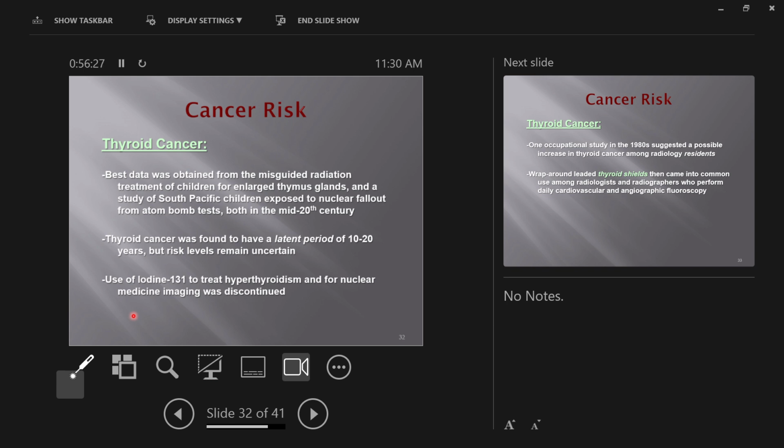Okay, thyroid being one of these glandular tissues in our body. So, already at risk for developing cancer, and you expose it to radioactive materials, the risk goes up. That's the point. Okay, good. And we have data from mostly children, mostly from thymus gland treatments, and mostly from atomic bomb fallout survival.